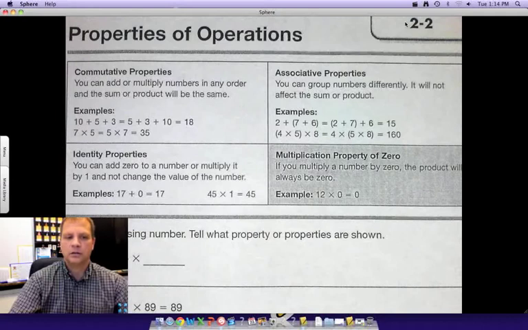The last property is the multiplication property of 0, and that simply states if you multiply a number by 0, the product will always be 0.